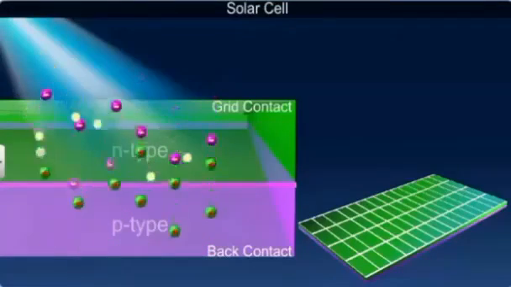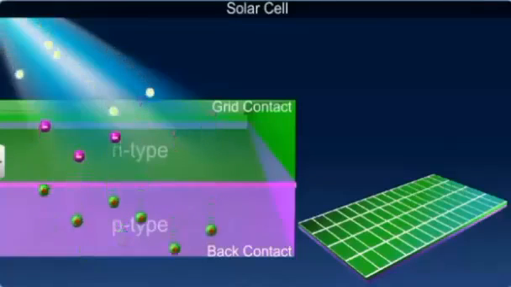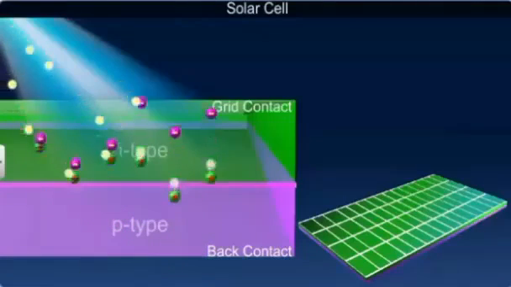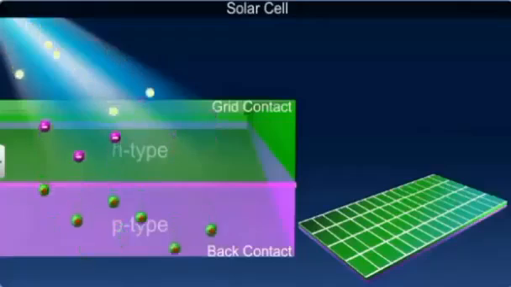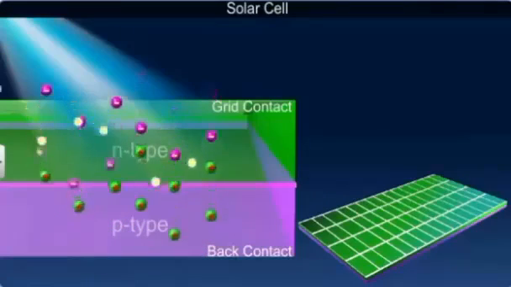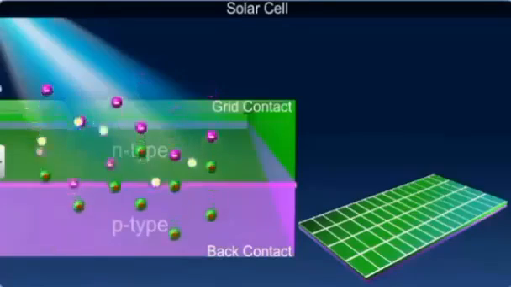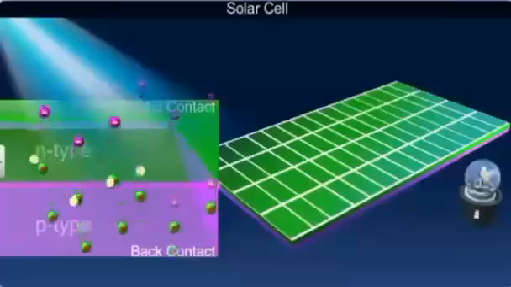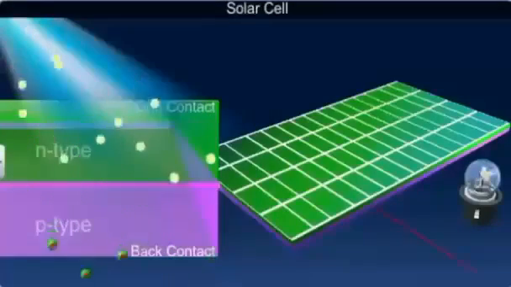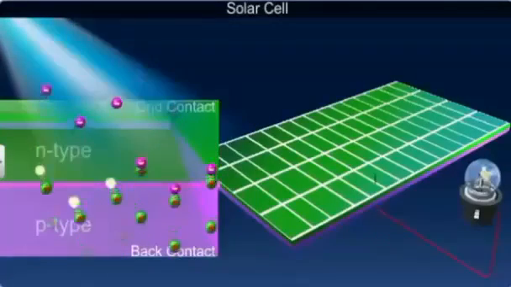The holes pushed towards the p side are collected by the back contact, while the electrons pushed towards the n side are collected by the grid contact. This collection of charges makes the back contact positive and the grid contact negative, and gives rise to a current when a load is connected between the two.